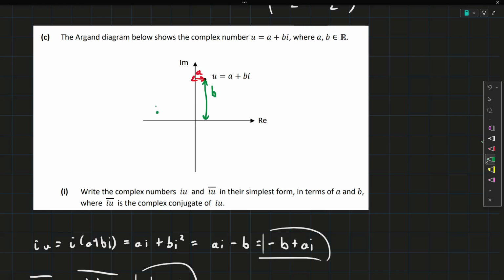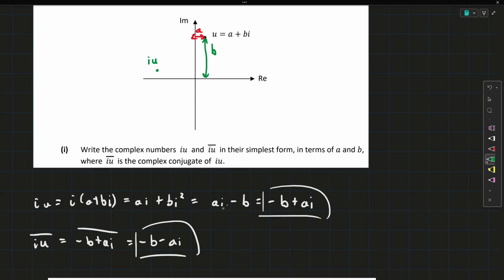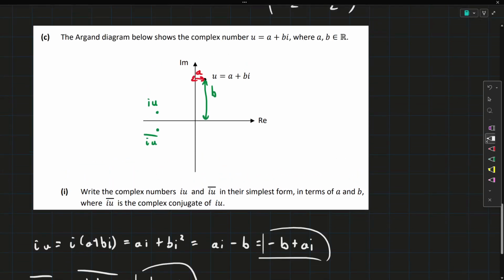You could use a ruler and get measurements. But this is going to be iu, because for this distance b we're going horizontally, and then for the distance a, we're going up. And then in terms of the conjugate, where it's just minus b minus ai, instead of going up by a units, we're going to go down by a units. So this here should be iu conjugate. And yeah, so they're the two plotted.